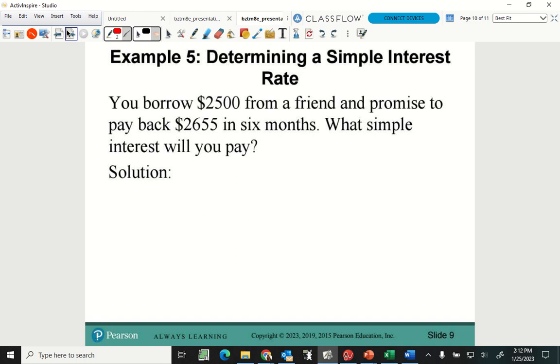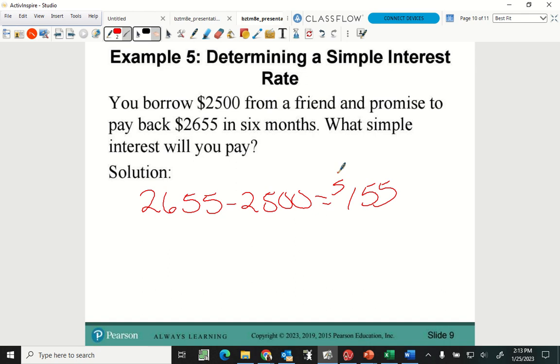That would give me a decimal and then a percent. But it's just asking for the simple interest. What's the interest we're going to pay? It's not asking for the percent. What would I do? Subtract. Yeah, just subtract. Equals 155. You're going to pay 155 in interest to your friend in 6 months.